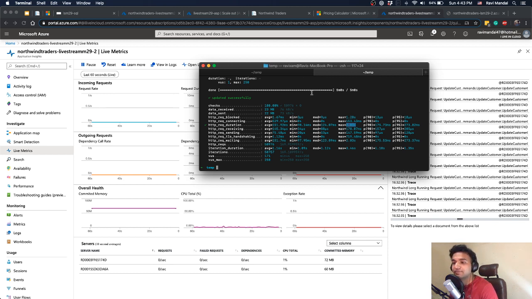So scaling really helps there. So yep, this is it. I think I covered everything that I wanted.